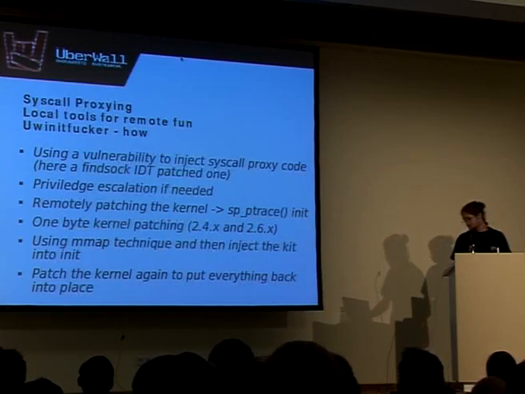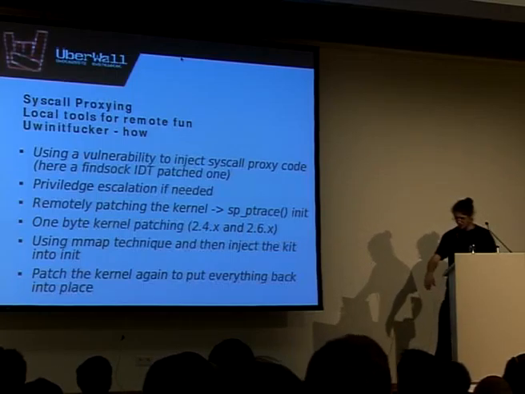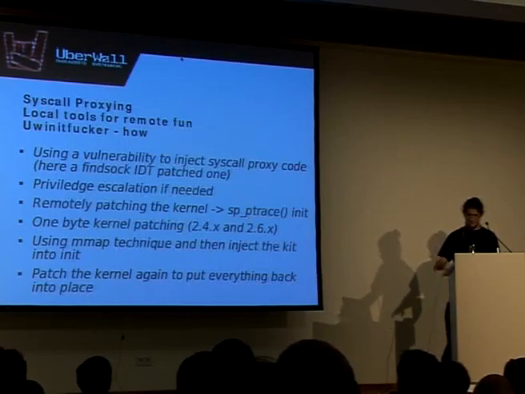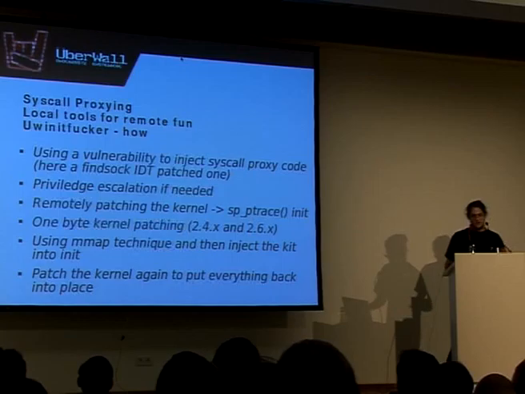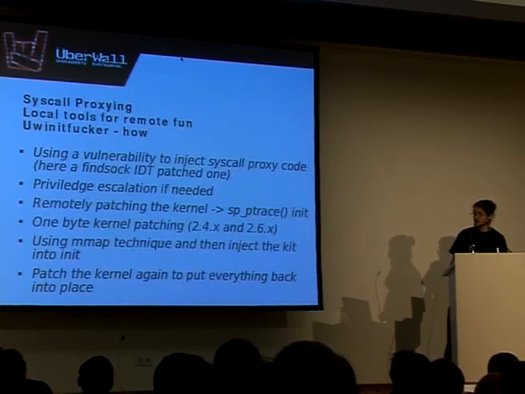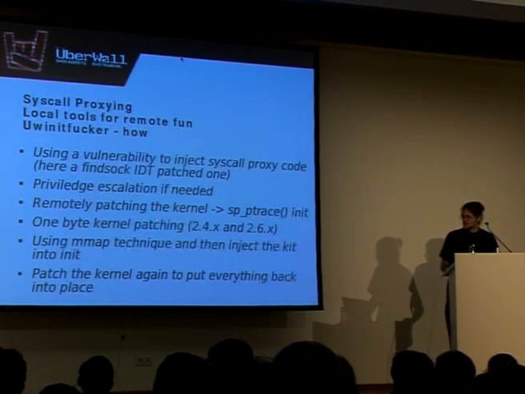So you have a vulnerability working. Here you have a kind of evil server with a really bad vulnerability, a stupid buffer overflow. You write a little exploit to inject the syscall code. Here I use a find-sock IDT patch shellcode for many reasons. I do the privilege escalation if I need it.